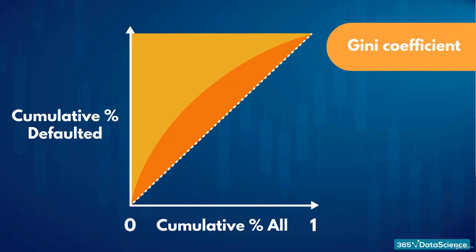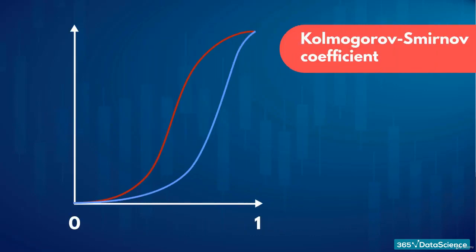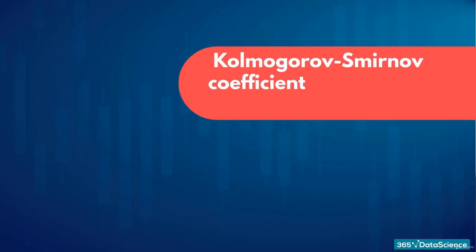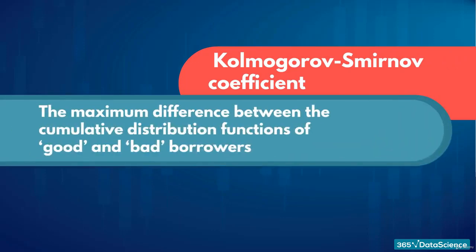Okay. The second criterion, Kolmogorov-Smirnov, shows to what extent the model separates the actual good borrowers from the actual bad borrowers. It is measured by looking at the cumulative distributions of actual good borrowers and actual bad borrowers with respect to the estimated probabilities of being good and bad by our model. Kolmogorov-Smirnov, or KS in short, is the maximum difference between the cumulative distribution functions of good and bad borrowers with respect to predicted probabilities. The greater this difference, the better the model.